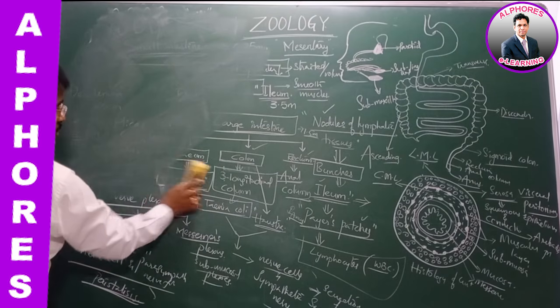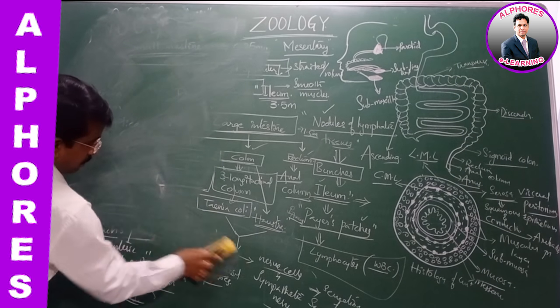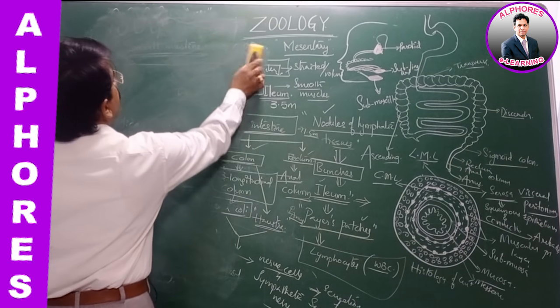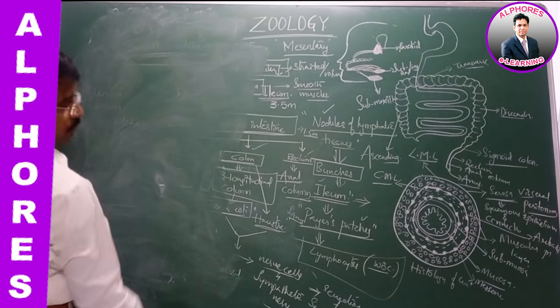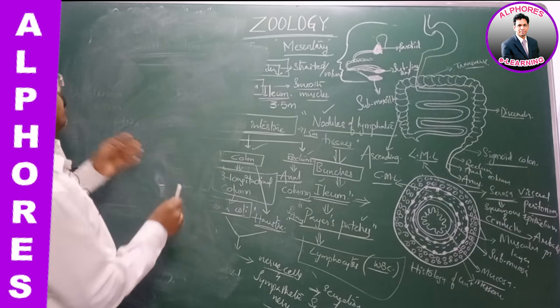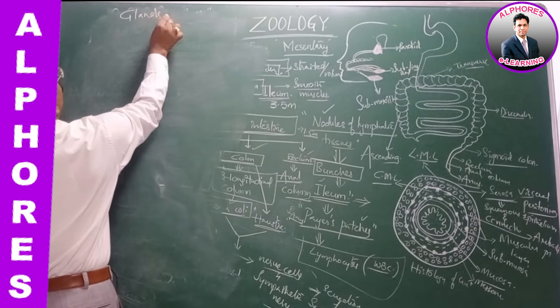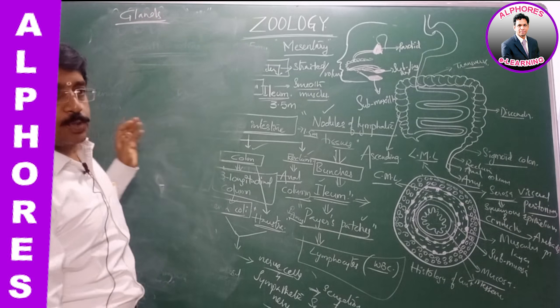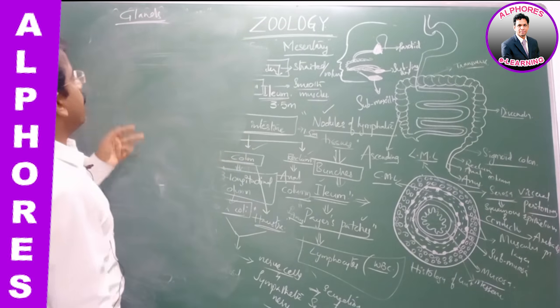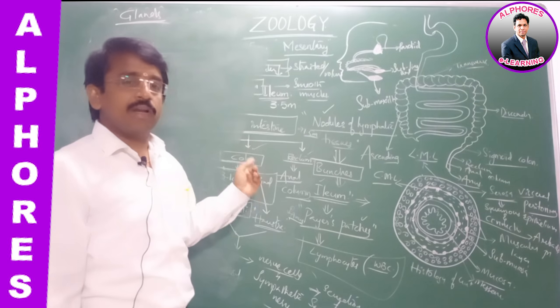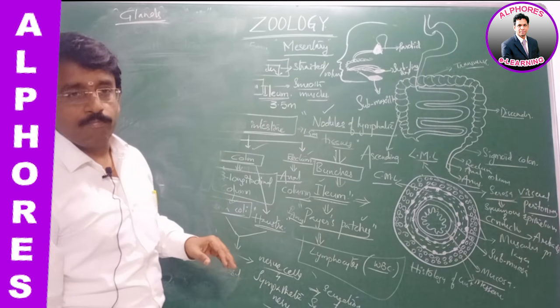Glands are secretory in function. The glands can be exocrine and endocrine. The digestive system includes the gut and associated glands. The glands are secretory in function, exocrine and endocrine.